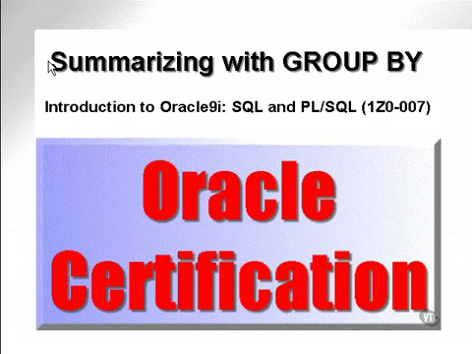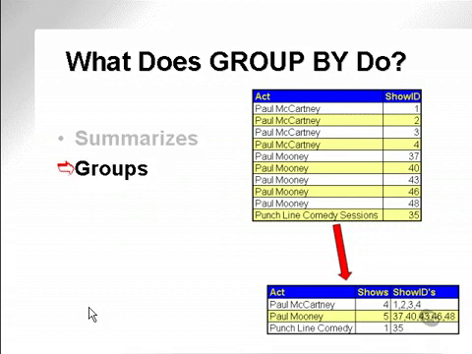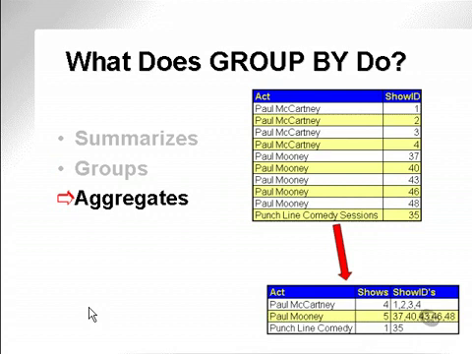Summarizing with the group by clause. What does group by do? What is the group by clause used for? Group by is used to summarize, to group sets of rows into smaller sets of rows, summarized or summary sets of rows, aggregates, which is really the same as summarize and group.